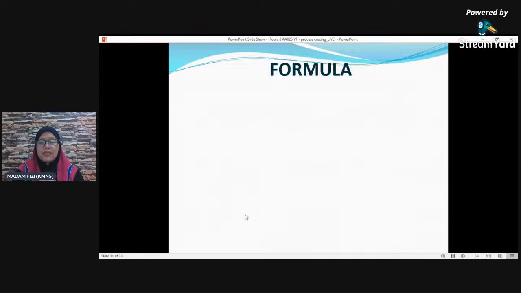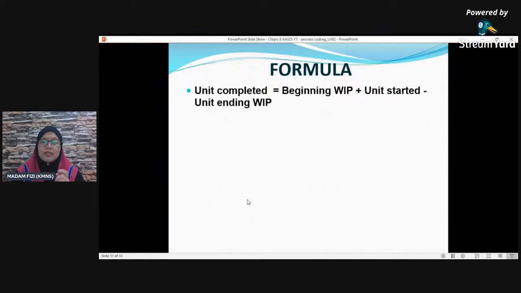Okay, so lastly, I hope that you can salin this formula. Okay, sebab soalan tak semestinya suruh awak buat production cost report. So kadang-kadang ditanya saja. So you have to know the formula. Okay, salin dekat buku awak. Firstly, unit completed equals to beginning WIP plus unit start minus unit ending WIP. Ini saya dapat dekat mana formula ni? Ada dekat production cost report.